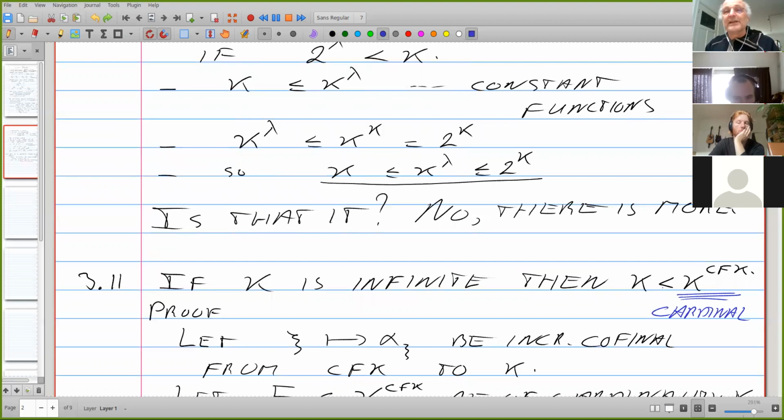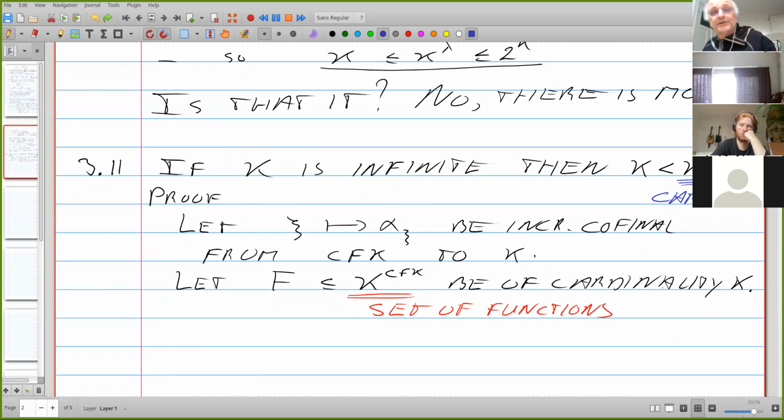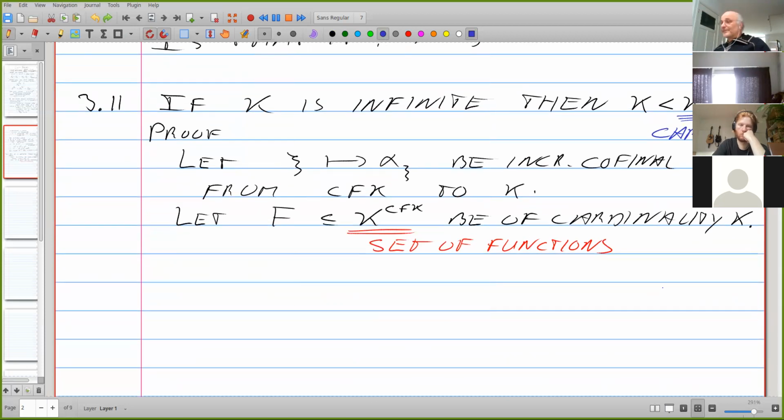So when I say that kappa is smaller than kappa to the cofinality kappa, it means that I'm using the cardinal context. But if I'm saying that I have a set of functions, a subset of kappa to the cofinality kappa that consists of functions, then suddenly that same power is that set of functions. Just be aware of the overloading of the symbols here.